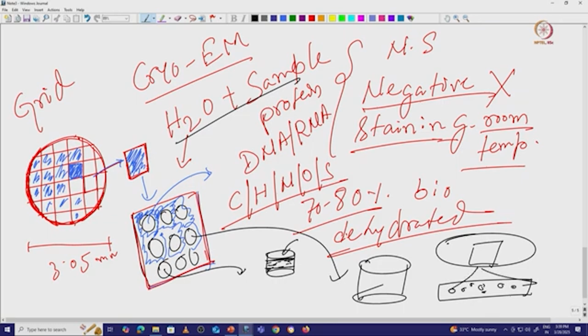So now if you look at this, your beam diameter, when you want to image one particular area, you have to be very careful about the beam diameter. If the beam diameter is very big like that, what is going to happen?